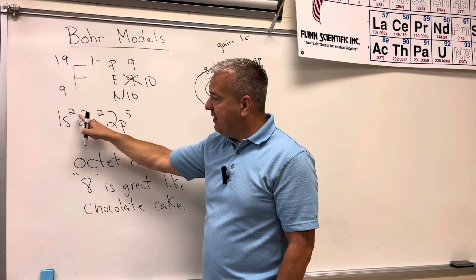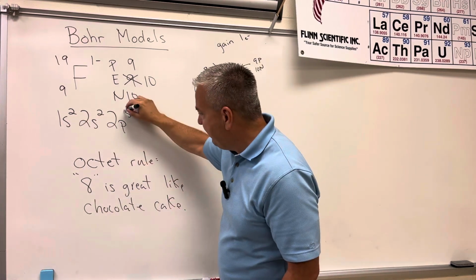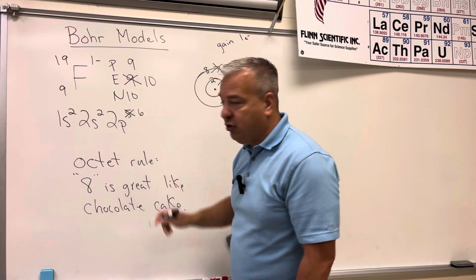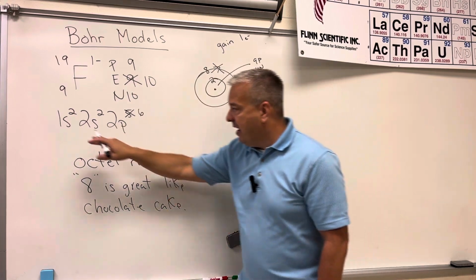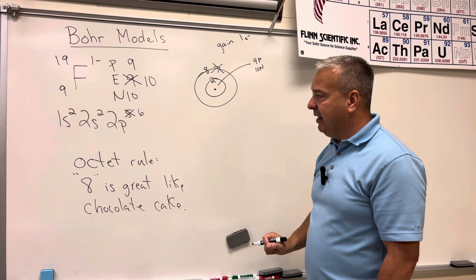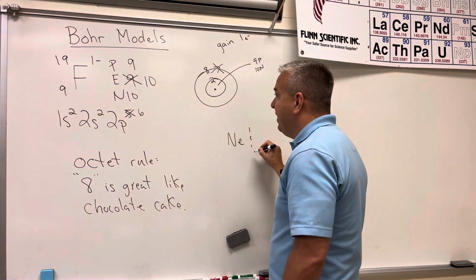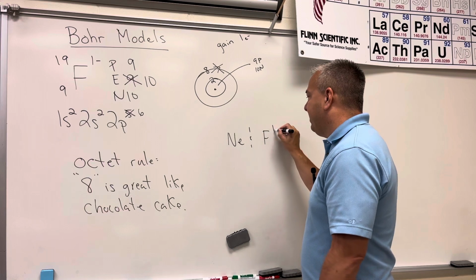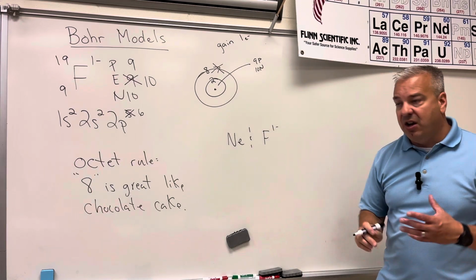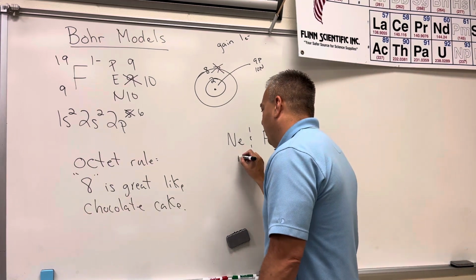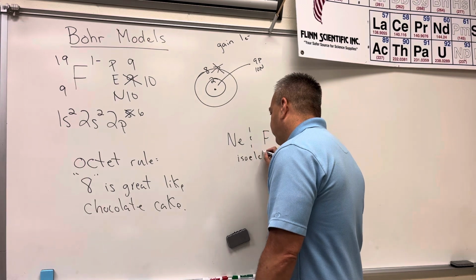It's no longer 1s2, 2s2, 2p5. It's now going to be 2p6. And the element that has this electron configuration is going to be neon. So neon and the fluorine that has a -1 charge are going to be isoelectronic.